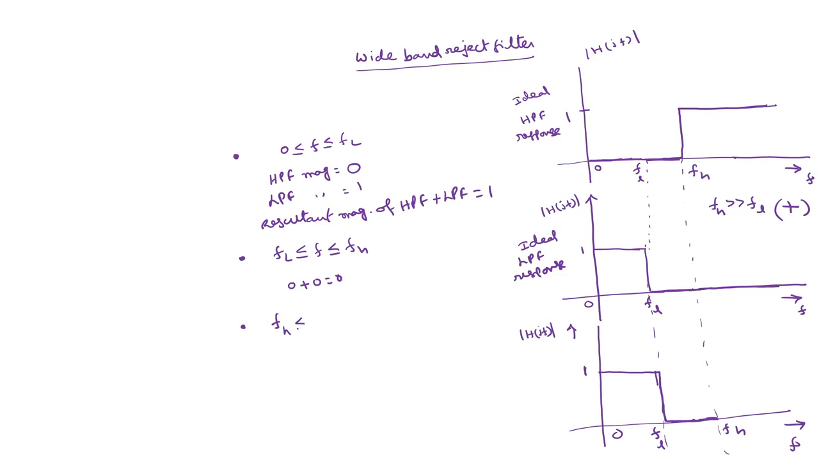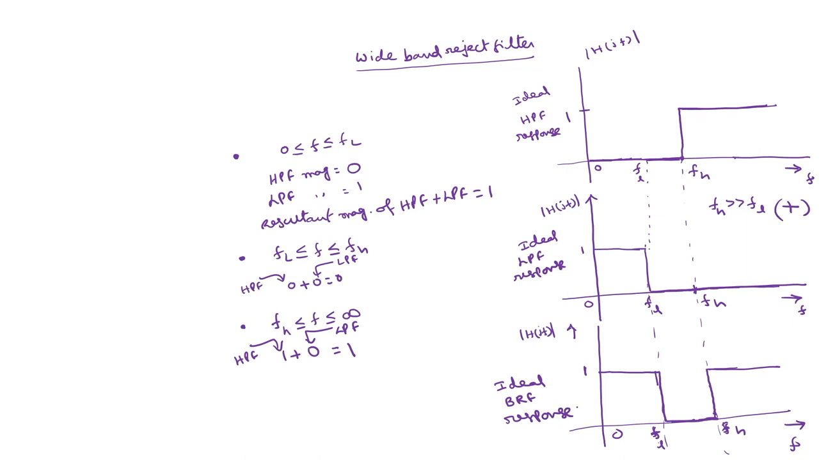From FH to infinity, the high pass is unity and the low pass is 0. So, 1 plus 0: 1 is the response of the high pass filter, 0 is the response of the low pass filter, and the resultant is unity. So this will reject the frequencies from FL to FH, whereas it allows all the frequencies outside this range. So this response is nothing but the ideal response of a band reject filter.